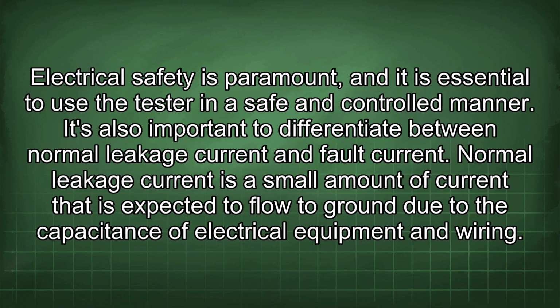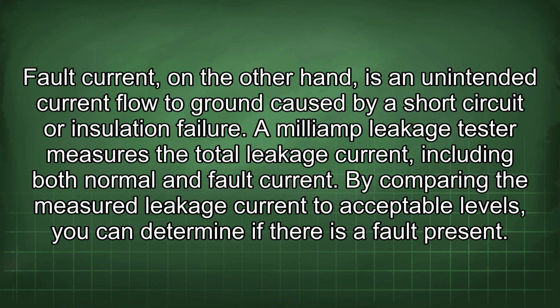It's also important to differentiate between normal leakage current and fault current. Normal leakage current is a small amount of current that is expected to flow to ground due to the capacitance of electrical equipment and wiring. Fault current, on the other hand, is an unintended current flow to ground caused by a short circuit or insulation failure. A milliamp leakage tester measures the total leakage current, including both normal and fault current. By comparing the measured leakage current to acceptable levels, you can determine if there is a fault present.